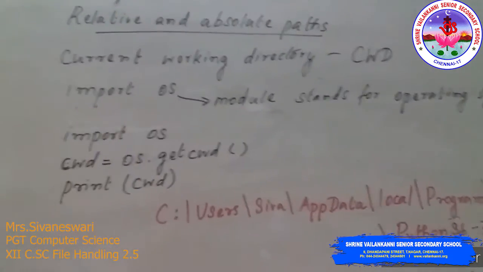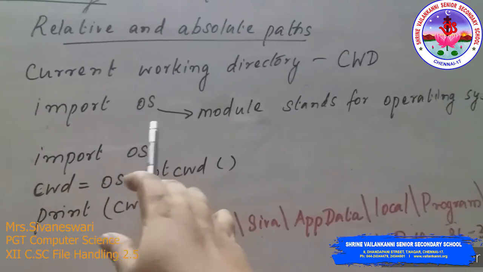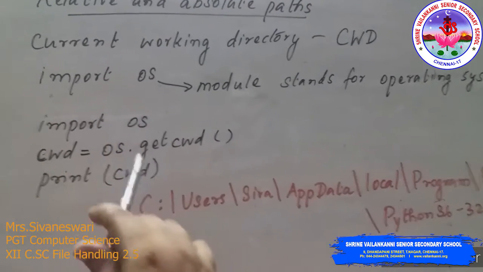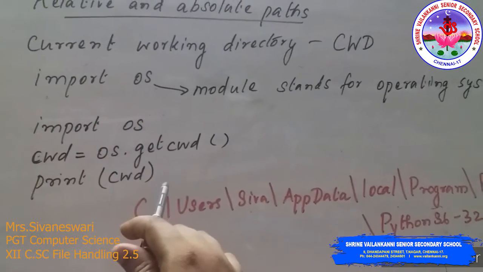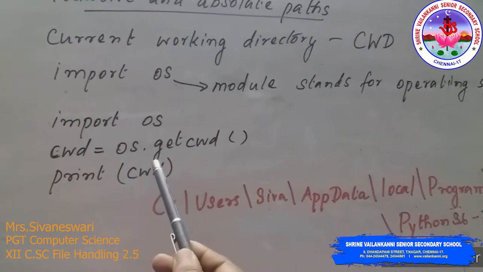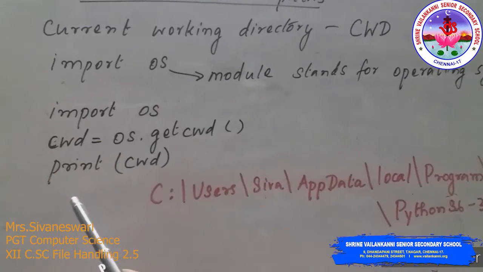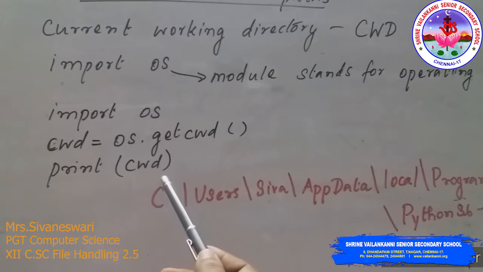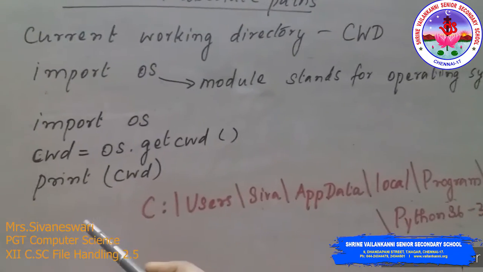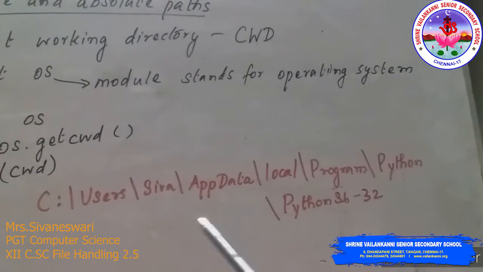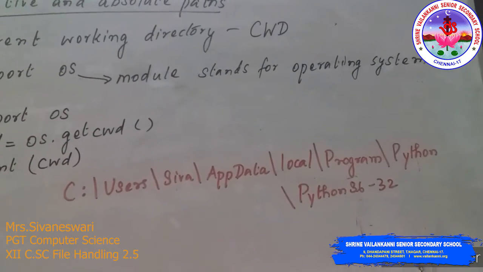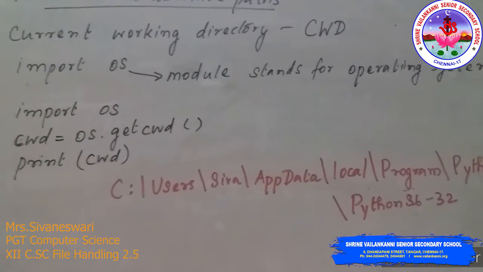then we have to import a module called os. os stands for operating system. So we import os and then work with the script to get the current working directory. Here: import os, cwd = os.getcwd(), and we print that cwd to check what the path is. When we execute this script, we get this as the default directory. So this is the current working directory for this particular script.